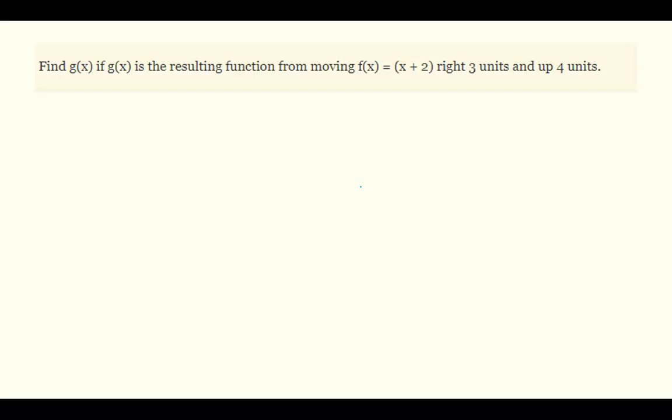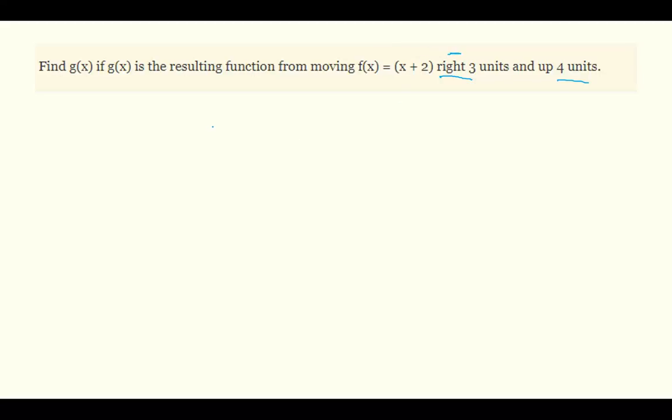It says find g of x if g of x is a resulting function from moving f of x equals x plus 2, right 3, and up 4. So remember, when we're doing right and left, we're dealing with the inside of the parentheses. Right is negative inside of the parentheses.